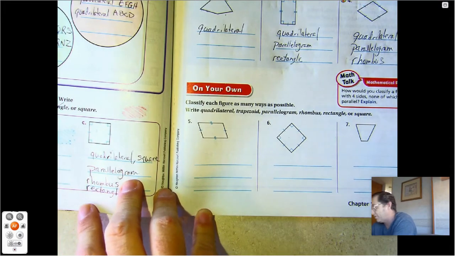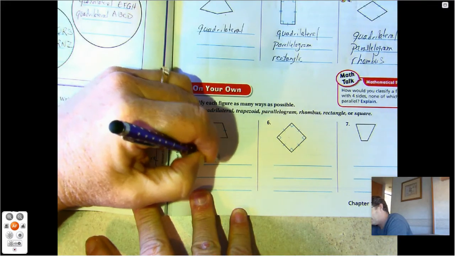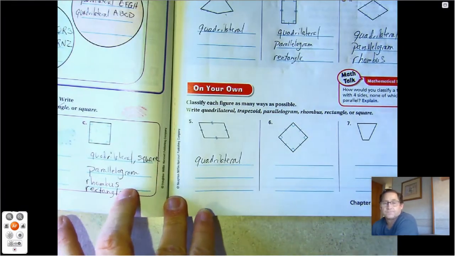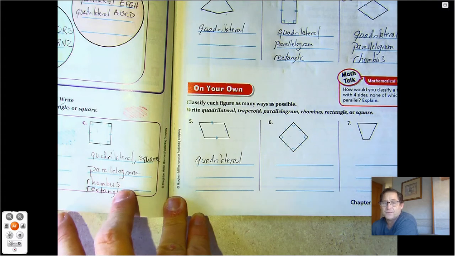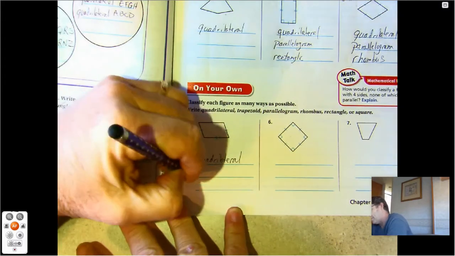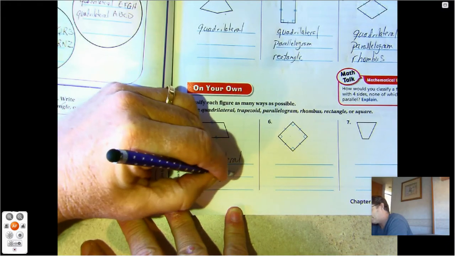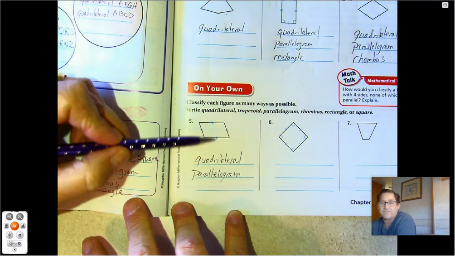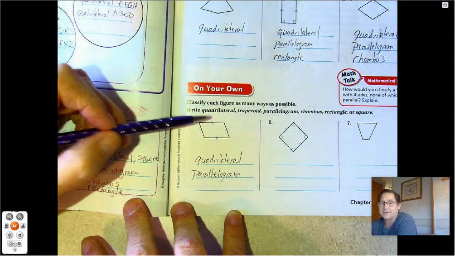All right. So again, this shape has four sides. Is it a trapezoid? No, because it has two pairs of parallel sides. So that makes it a parallelogram. A rhombus has four equal sides. This does not have four equal sides. It does not have any right angles, so it's not a rectangle or square.